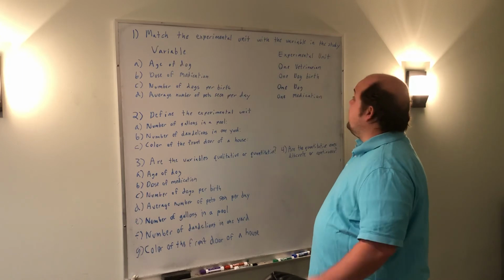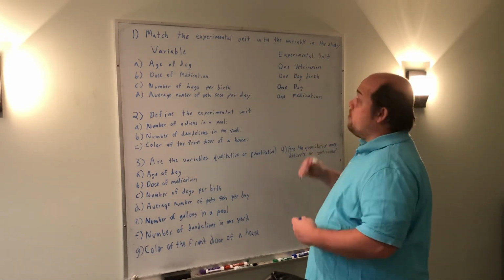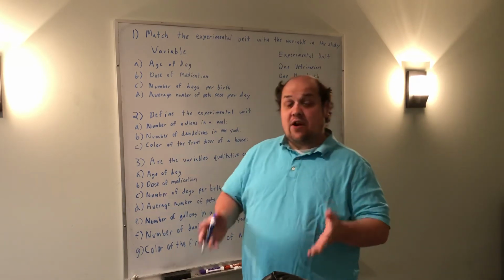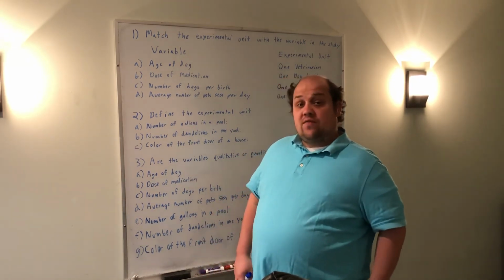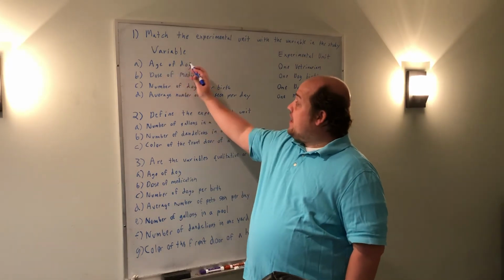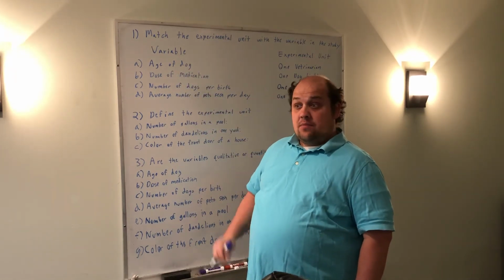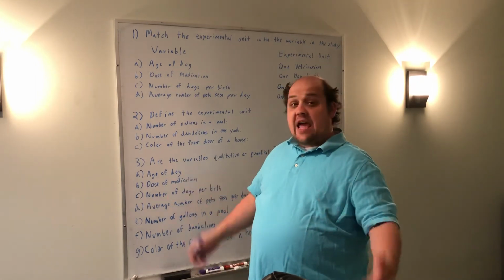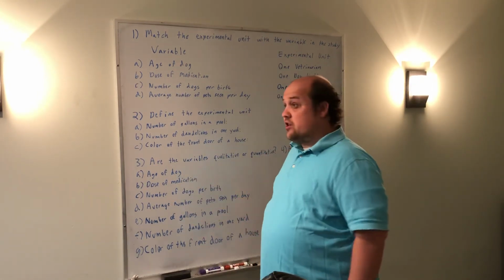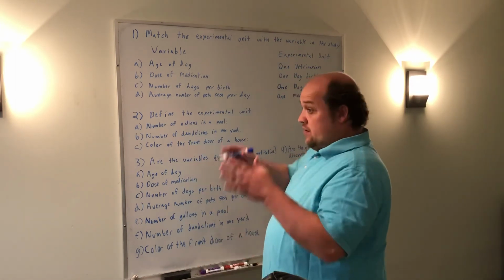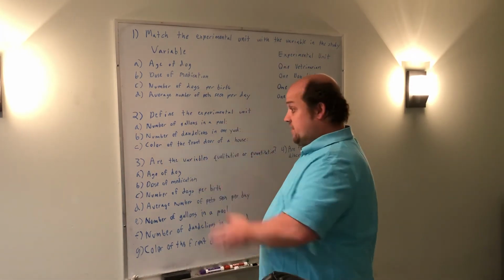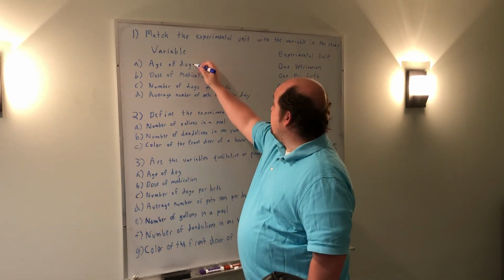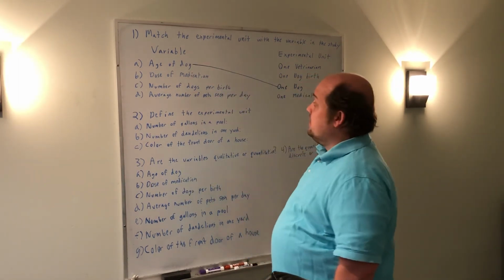The first one asked me to match the experimental unit with the variable in the study. So basically what that means is we're trying to study a specific variable. Where do we get one unit of information? If we're trying to find the age of a dog, basically one dog provides that piece of information. So maybe we're trying to find the average age of all the dogs at a certain shelter. Then to find each piece of data, we'd go to each dog and write down their age. So the age of a dog would have an experimental unit that's one dog.